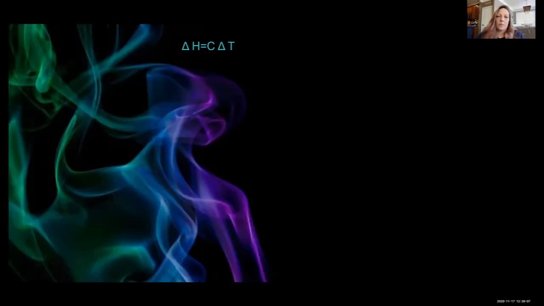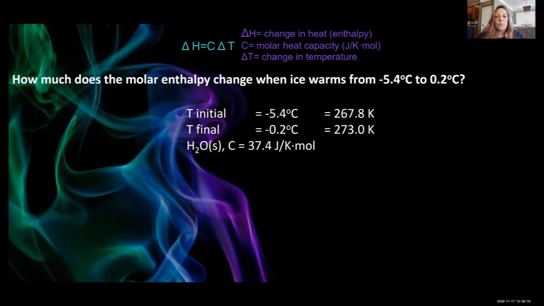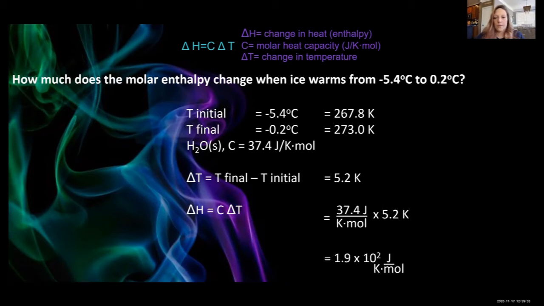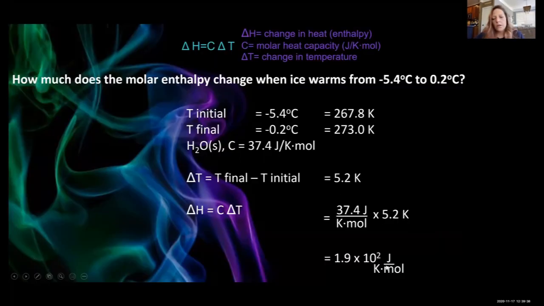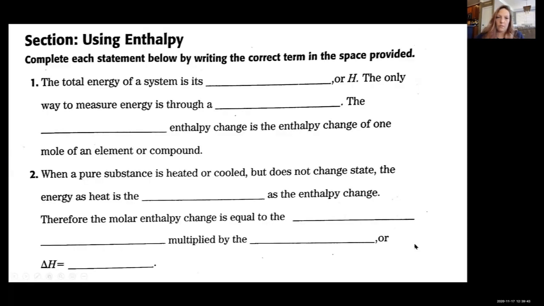So, for example, how much does the molar enthalpy change when ice warms from negative 5.4 Celsius to 0.2 Celsius? So what you do is you go ahead and you plug in. You're going to need your temperature final and your temperature initial in order to find out your delta T. And then you plug everything in as shown above. And when you work it out, you get 1.9 times 10 to the second joules per mole Kelvin.